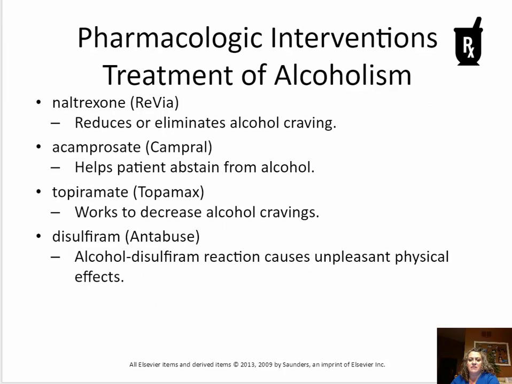Pharmacologic interventions for the treatment of alcoholism. We talked about Revia or naltrexone, which reduces or eliminates alcohol cravings. Campral helps patients abstain from alcohol. Topamax works to decrease alcohol cravings. And then Antabuse causes unpleasant physical effects. So if there is an alcohol-drug interaction there that makes the patient sick. So it's an alcohol use deterrent.